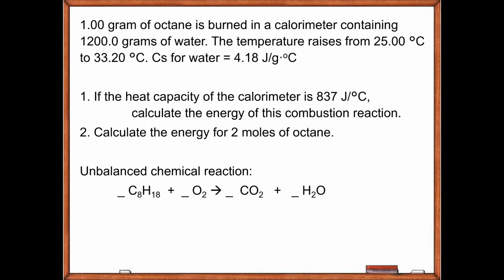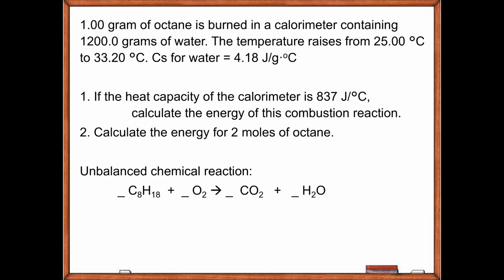So what would we do with this? Suppose 1 gram of octane is burned in a calorimeter containing 1,200 grams of water. The temperature ranges from 25 degrees C to 33 degrees C, and Cs for water, of course, is 4.184 joules per gram degrees C.